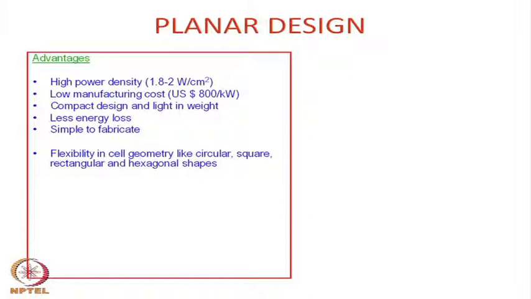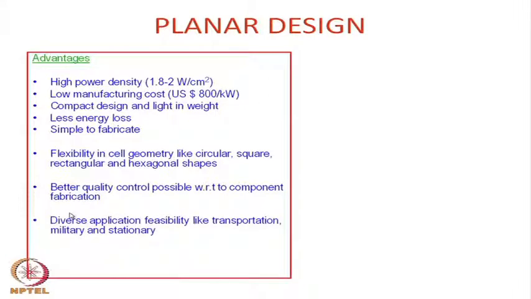So, in order to make it a much more compact structure, one can make either a rectangular cross section or even hexagonal shapes. So, that may be tightly fitted into one another. Better quality control is possible with respect to component fabrication, because they are relatively smaller in size and therefore, uniformity of the properties may be a little better. Diverse application feasibility like transportation, military and stationary.